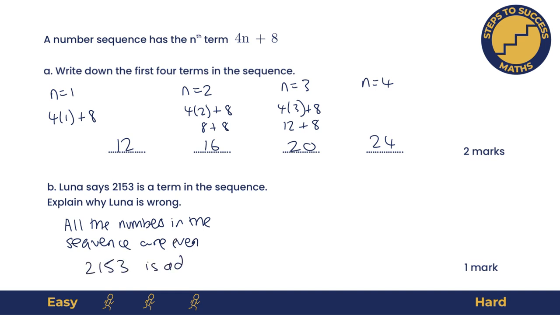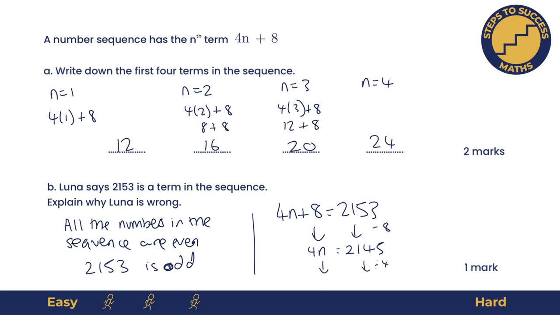And for this to be in the pattern, n must be a whole number. So you could say 4n plus 8 must equal 2153. And then if we solve that, take 8 from both sides, we've got 4n is equal to 2145. And when we divide it by 4, we don't get a whole number. So therefore it's not in the sequence.